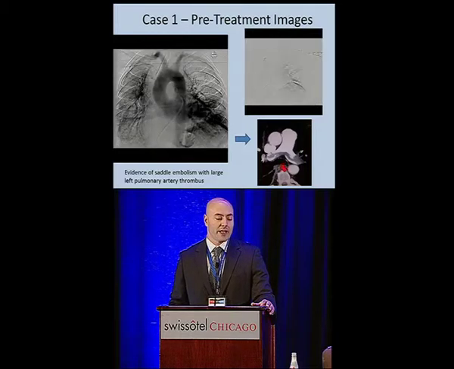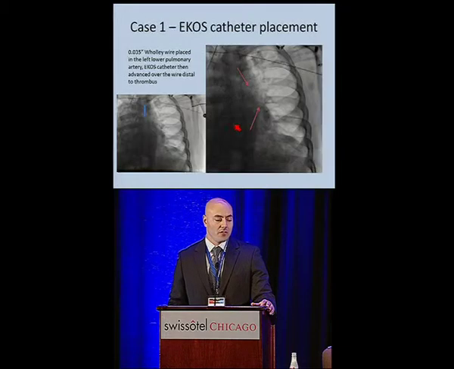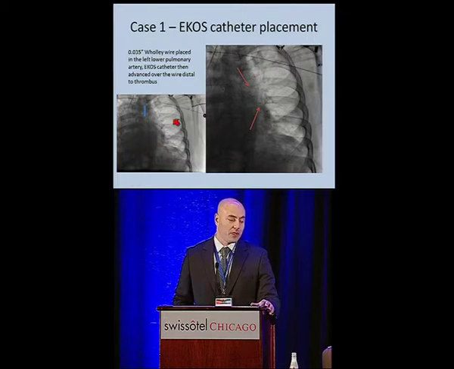And this is a static image CT scan of that saddle embolism that we're showing. And so we actually took a Wooly wire, took an ECOS catheter and placed it selectively into where we thought the greatest amount of thrombus was. We did this actually bilaterally.